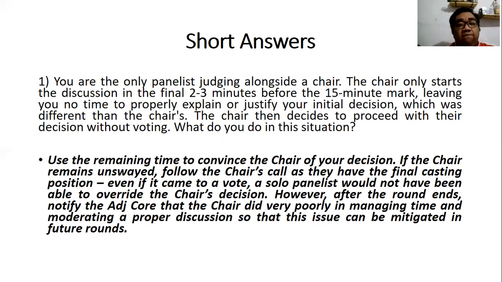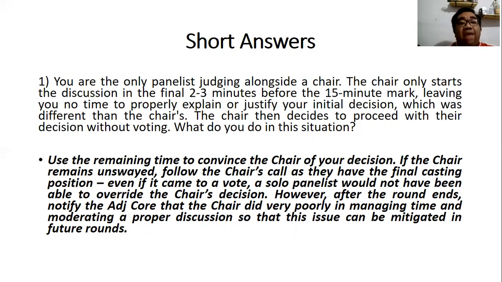The answer that we're looking for is as follows. Firstly, you use the remaining time to convince the chair of your decision. If the chair remains unswayed, then you should simply follow the chair's call, as they would have the final casting position. Even if it came to a vote, you are a solo panelist and you would not have been able to override the chair's decision, given that in even-numbered panels, the chair would get 2 votes to break potential ties. So it would not make that much of a difference.